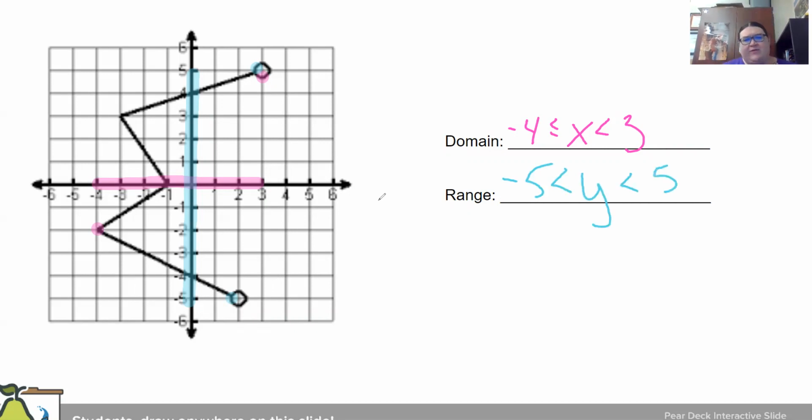And you kind of read those from the variable itself. So for x, you would say x is greater than or equal to -4. And then the other direction, x is less than 3. That means x is between -4 and 3. And then on y, it's y is greater than -5 and y is less than +5.